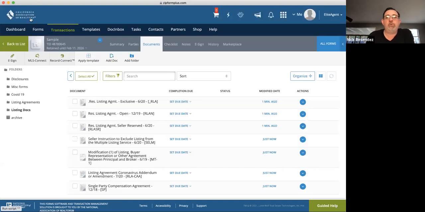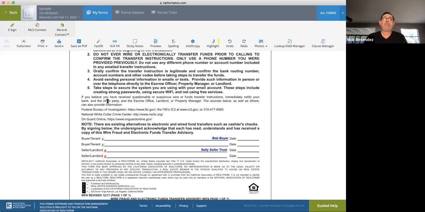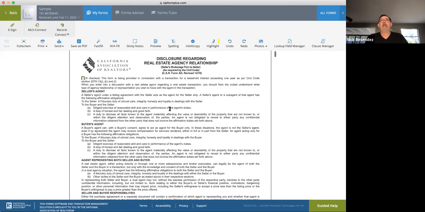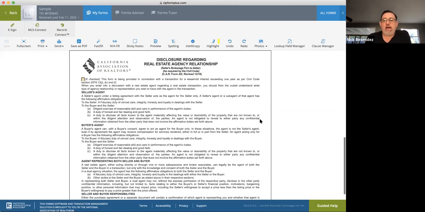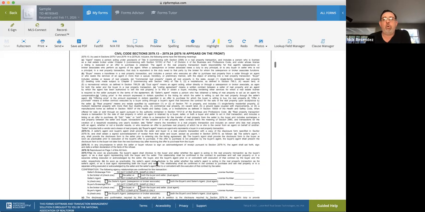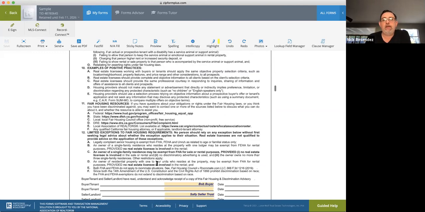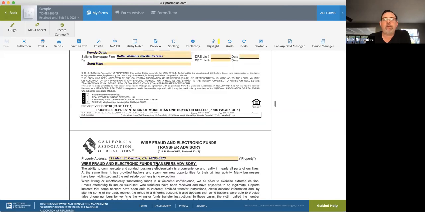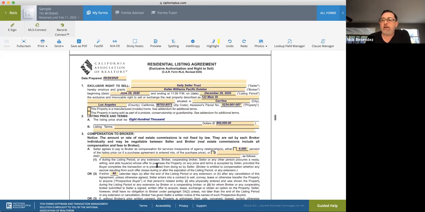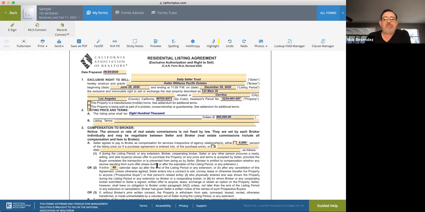And that brings us to the one we use the most, the residential exclusive. This is the one you're mostly going to use. Again, we have our additional disclosures, which I usually review in the purchase agreement classes. So I'm not going to go through the agency or the fair housing and discrimination advisory. We'll look at those another time. Or the PRBS or the wire fraud. Boy, there's a lot of those little advisories and disclosures, isn't there?